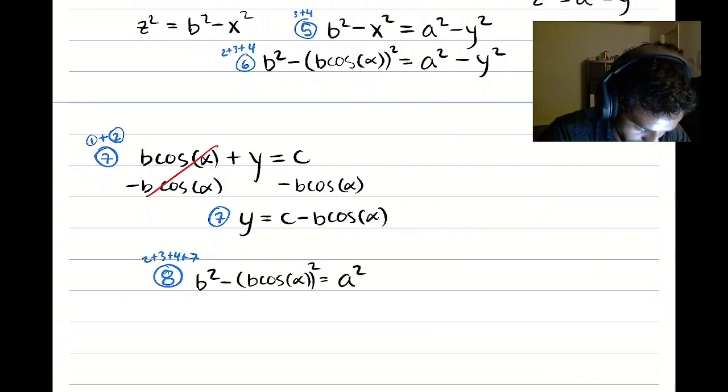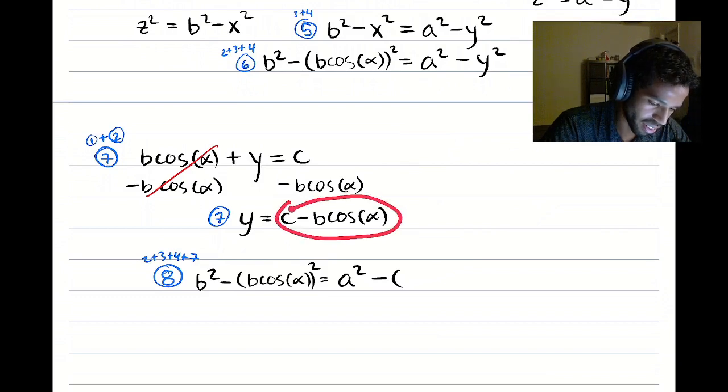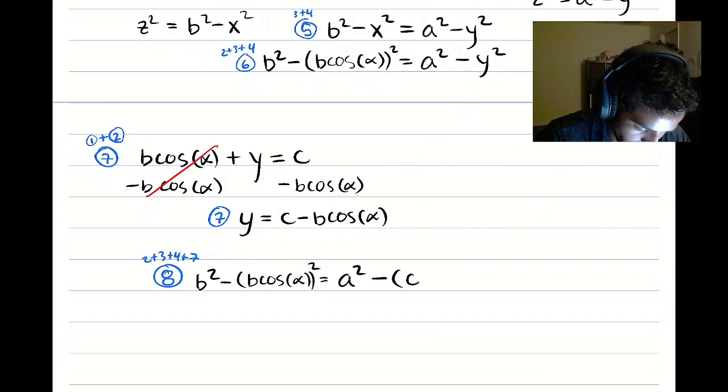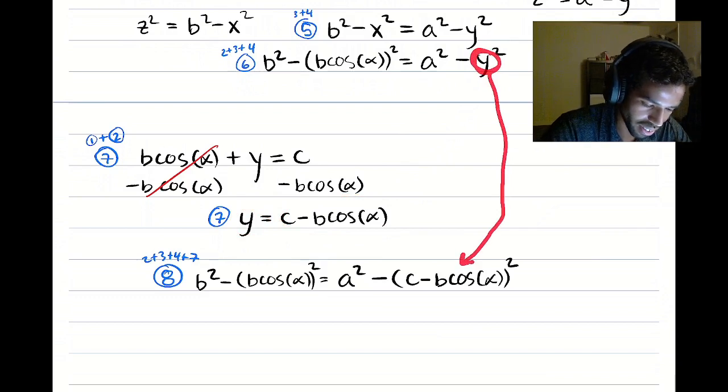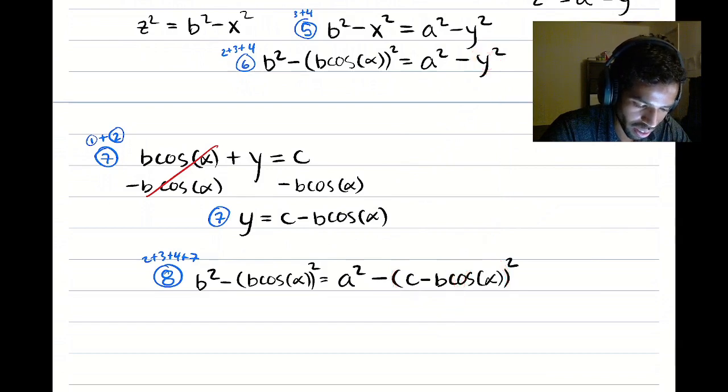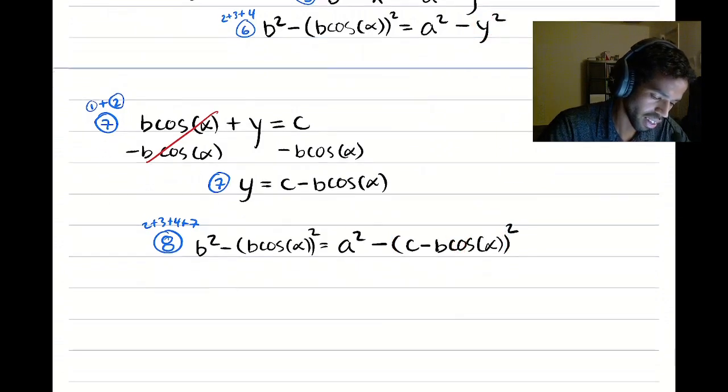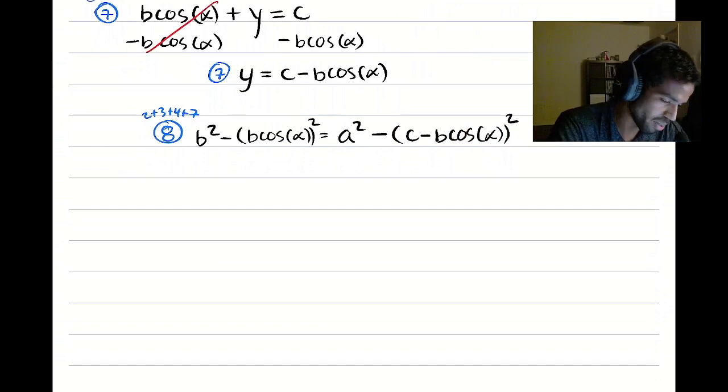So a squared minus, now I'm substituting equation 7 into the y here. So I'm going to have c minus b cosine of alpha in parentheses squared. So I just took the y is equal to c minus b cosine alpha, and I substituted it in here, so that's this entire thing. It used to be y, now it's just c minus b cosine alpha squared. Alright, so from here we should be able to get the law of cosines.